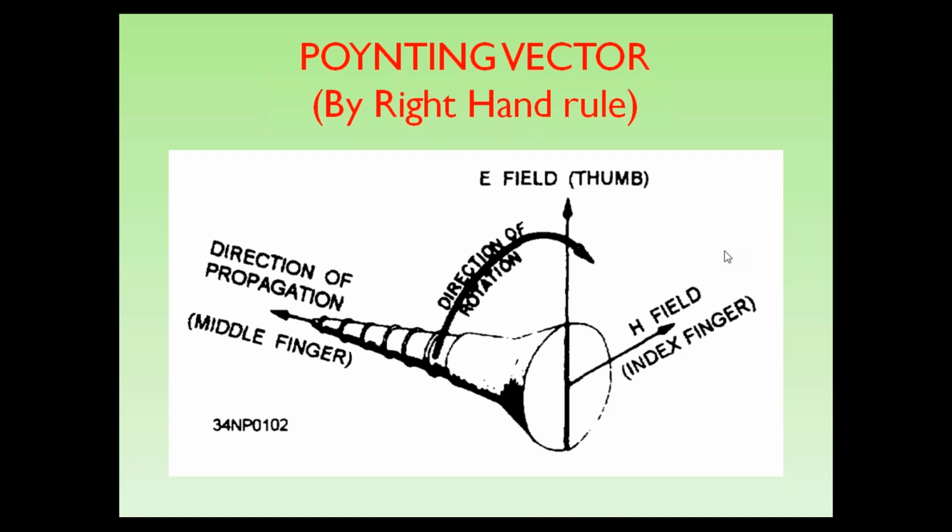We have the right hand rule that you are all familiar with. Take the right hand rule. The index finger represents your H field, the thumb represents your E field, and the middle finger represents the direction of propagation of your wave. So when E and H are perpendicular to each other, the direction of propagation will be perpendicular to both the electric field and magnetic field. This is what the right hand rule states.